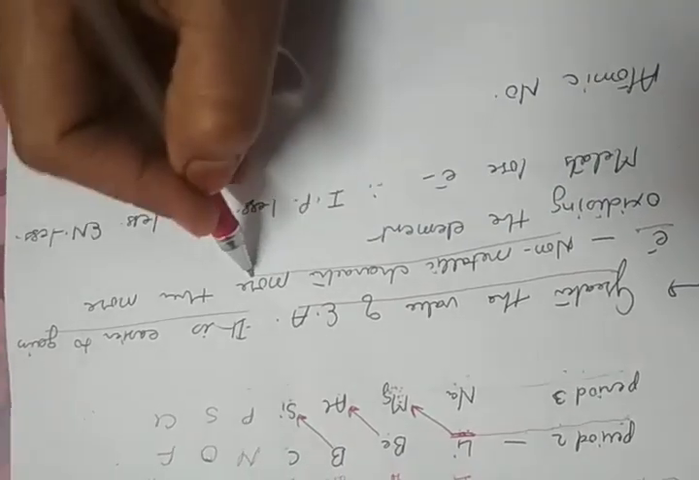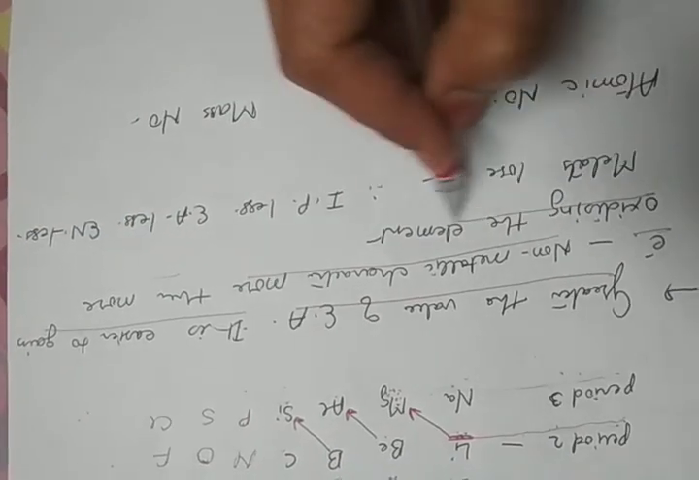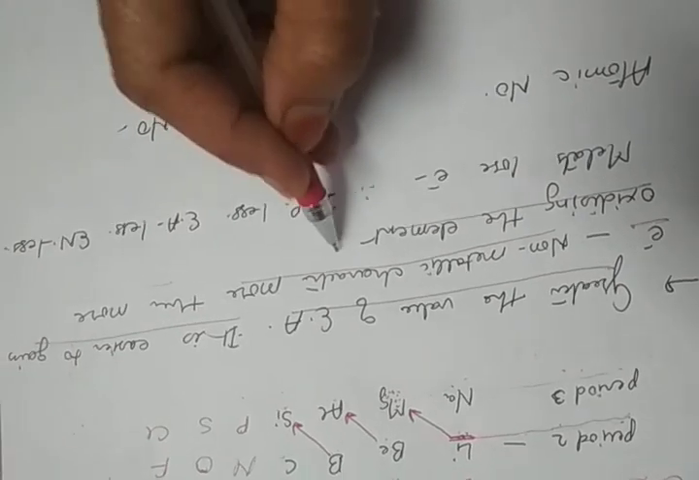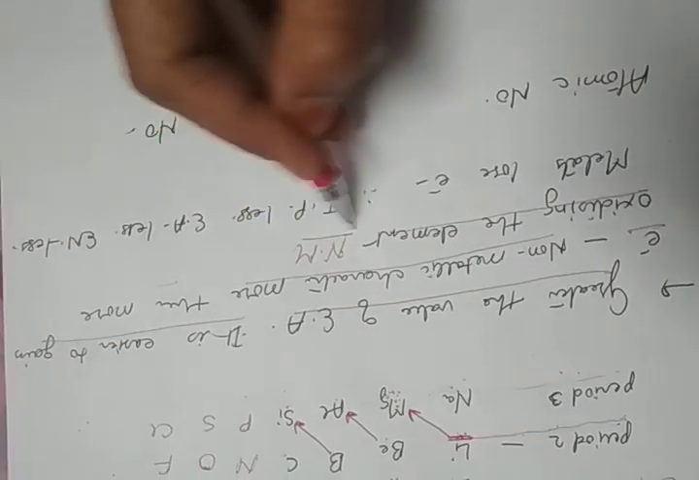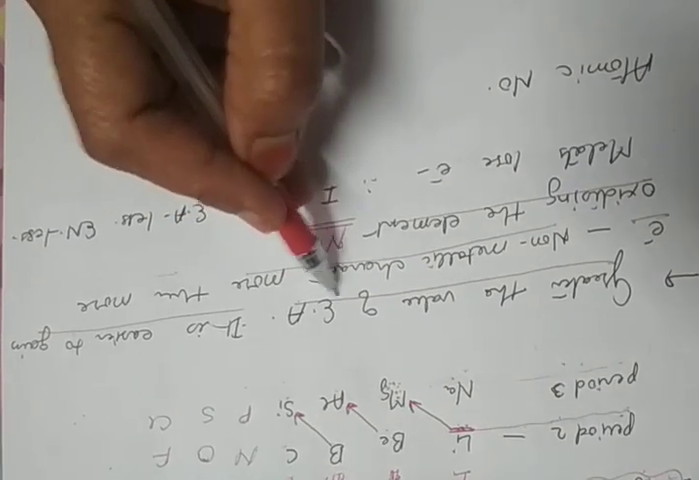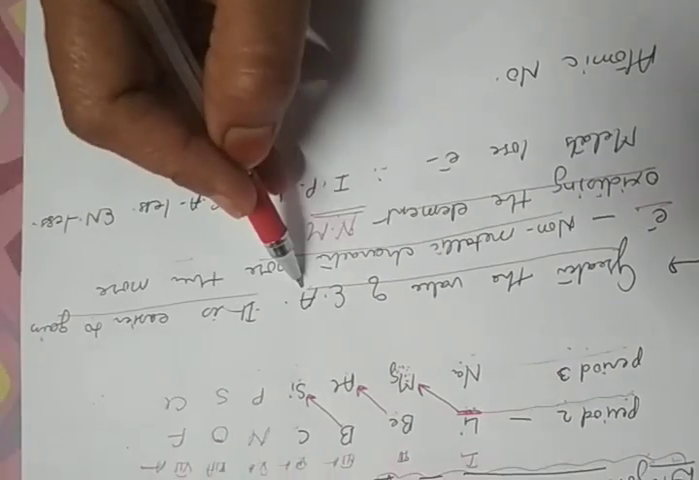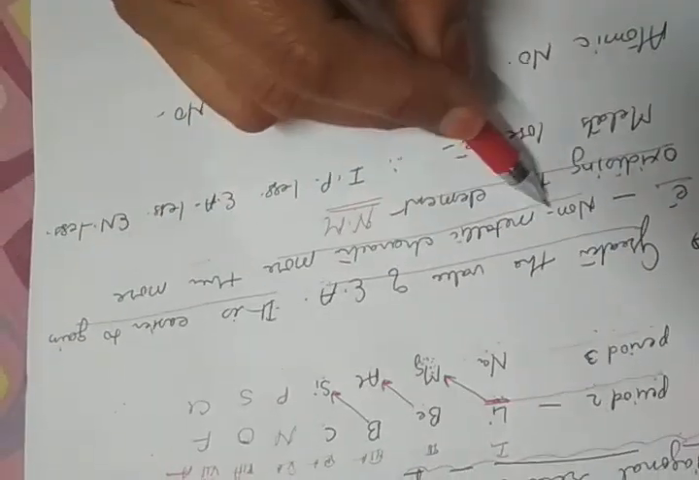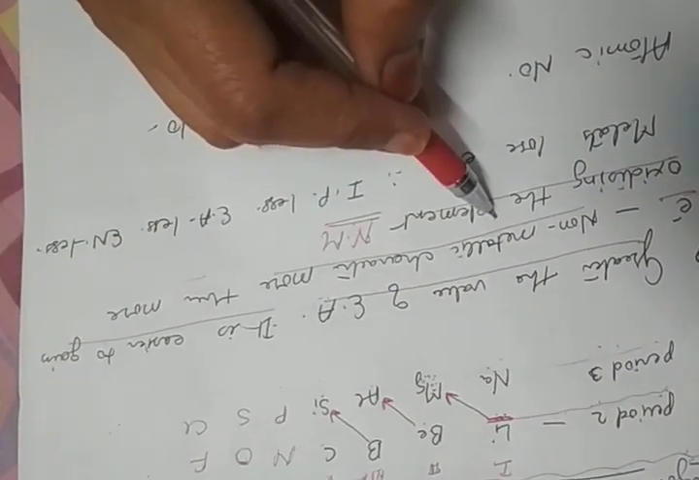Non-metallic character will be more, thus the element will be oxidizing in nature. So it is about the non-metals. Non-metal elements will have more electronegativity, and also more electron affinity, and it is easy for them to take the electron, so they are non-metallic in nature.